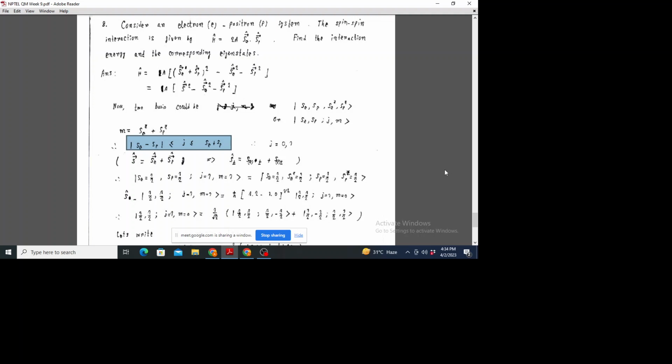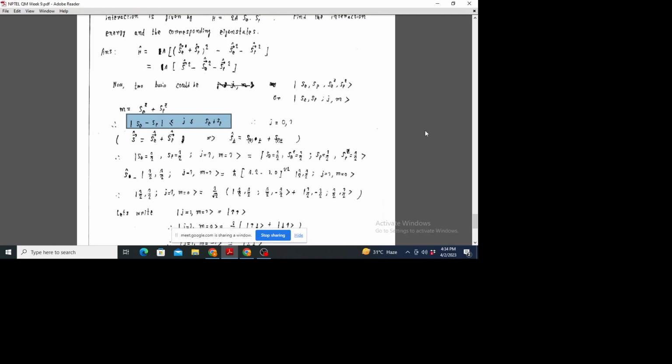So this is the allowed range of values for J. J is 0 or 1, and M is the sum of SEZ and SPZ. Given these two pieces of information, when J is equal to 1, the corresponding M value can be 0 and plus or minus 1, so 3 allowed values.